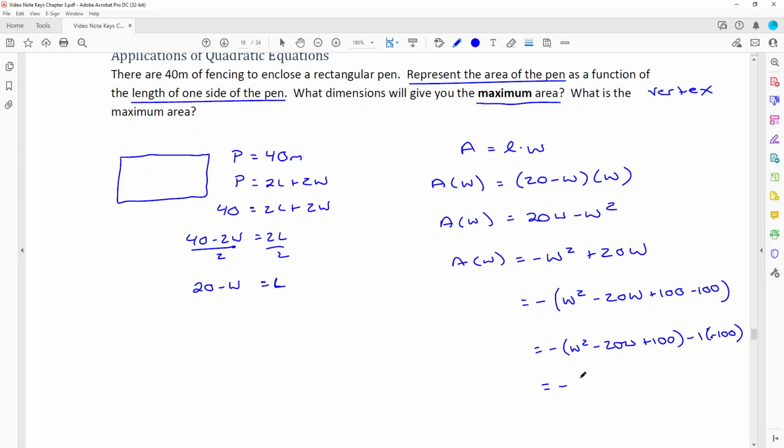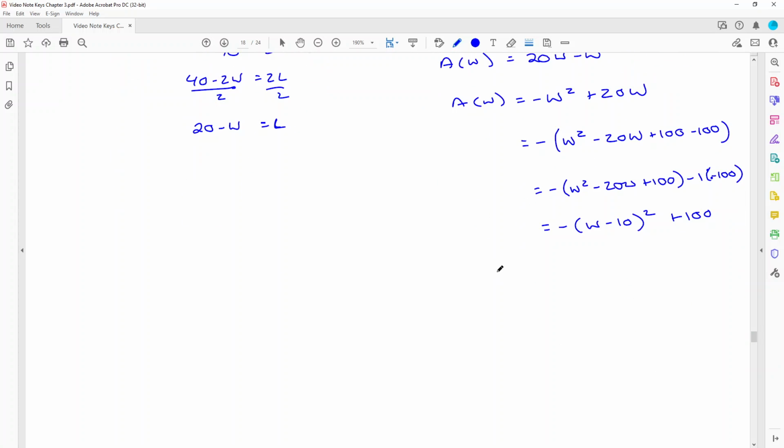And I end up with negative (W minus 10) squared plus 100. So that tells me that my vertex, which is going to be my max, because this graph is opening down, and don't worry about that, it'll always happen for you, my vertex is (10, 100). Well, what does that mean?